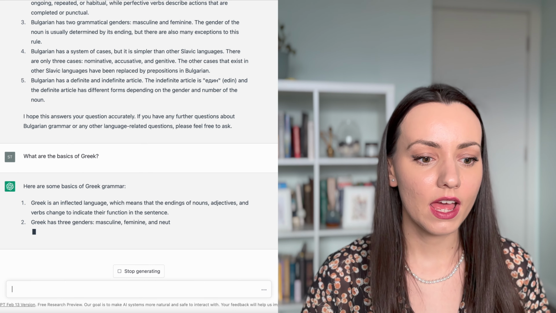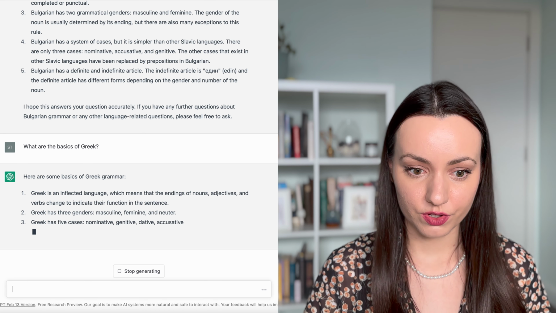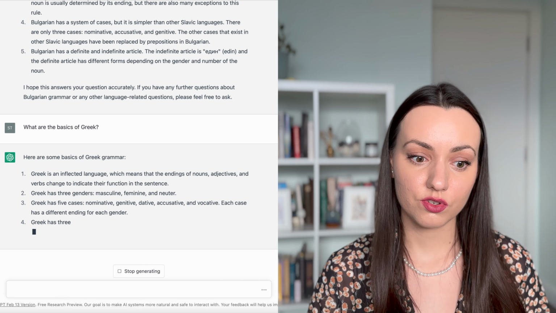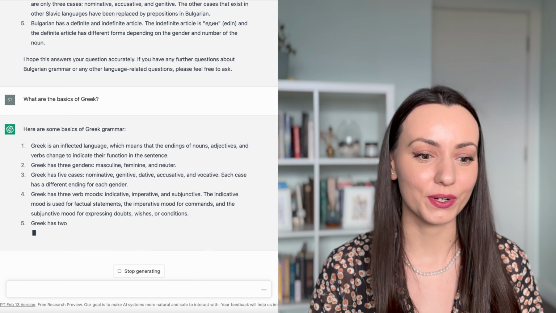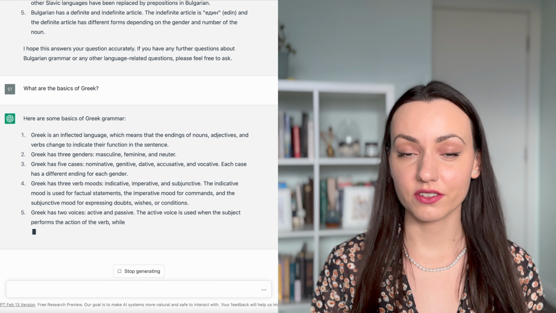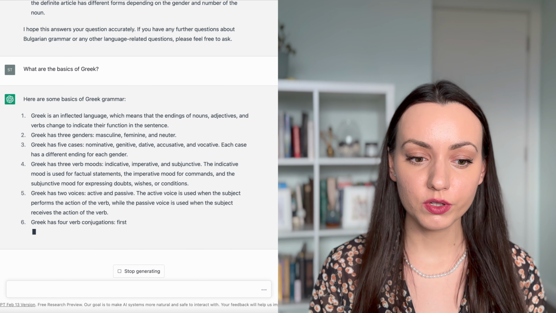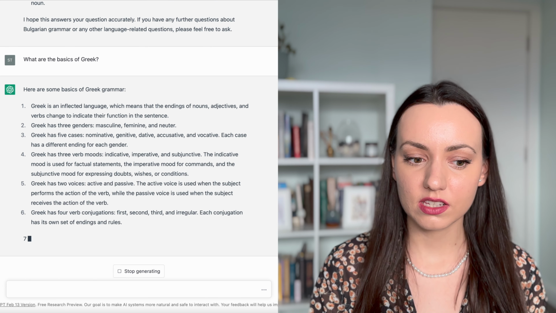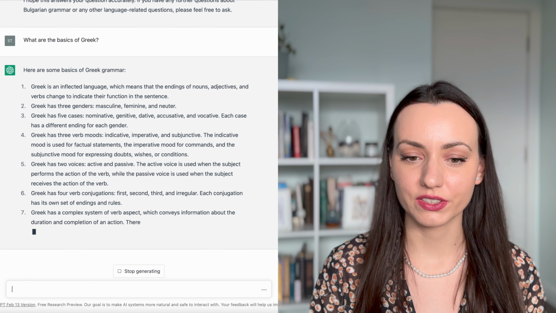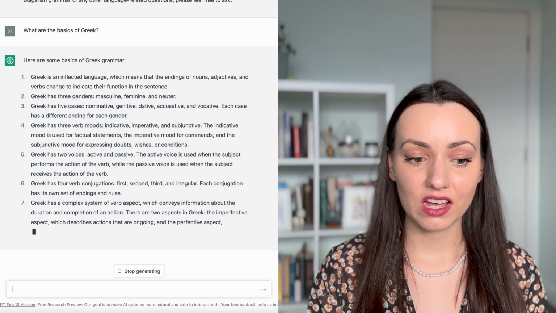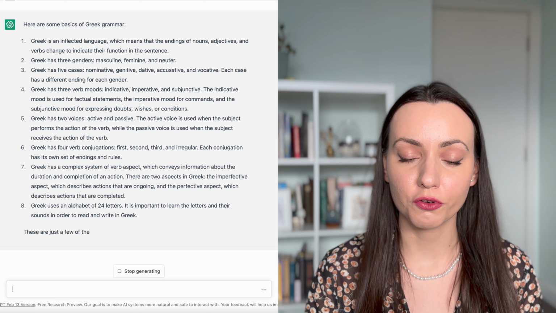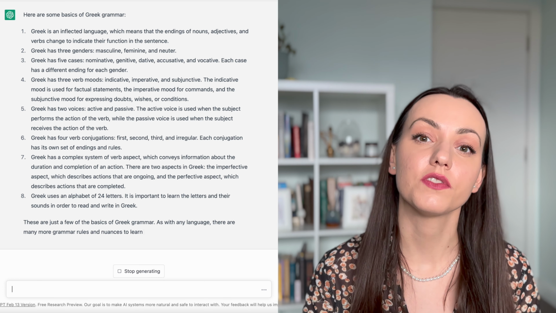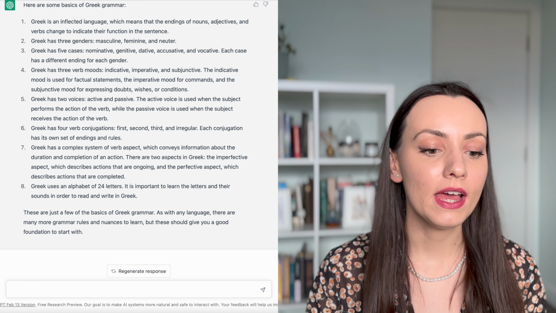Let's go, Greek. So it says inflected language. Nouns, adjectives, and verbs change to indicate their function in the sentence. Correct. It's one of the nightmares of Greek. 3 genders, correct. 5 cases, correct. 3 verb moods, yes. Except the subjunctive mood is used for other stuff in Greek as well. The description that they gave is very common for Romance languages. In Greek, the use of the subjunctive is more complicated, so wrong.